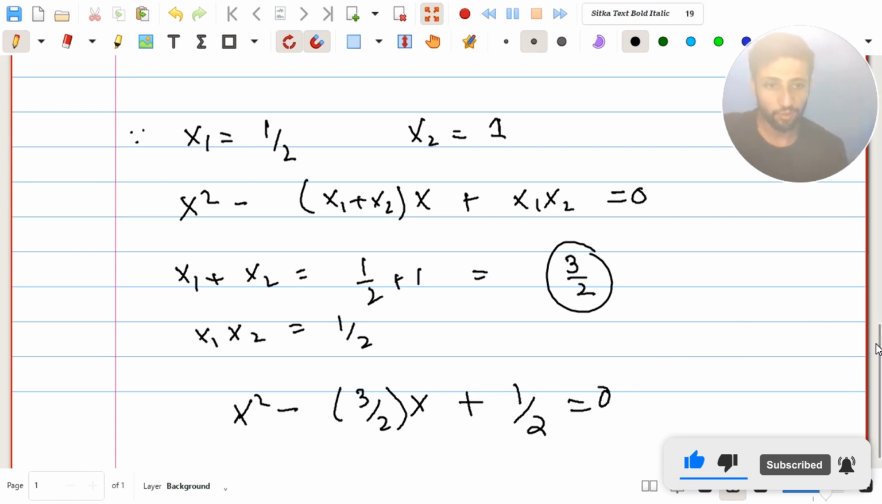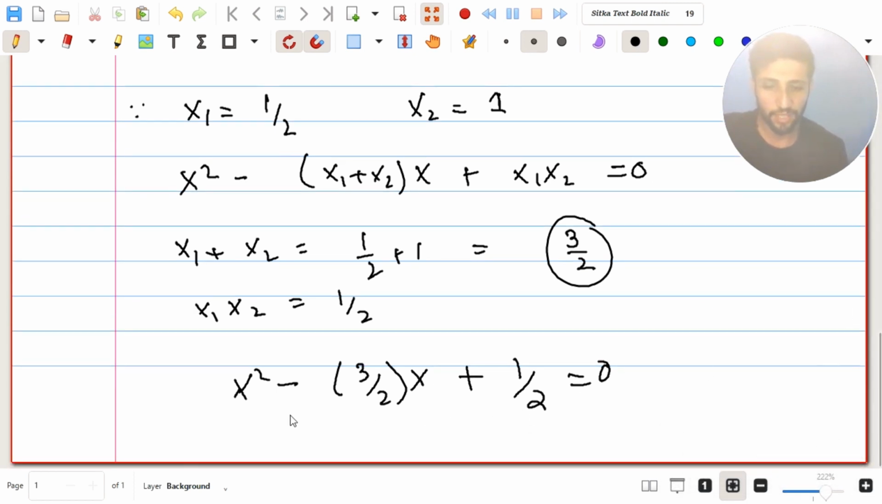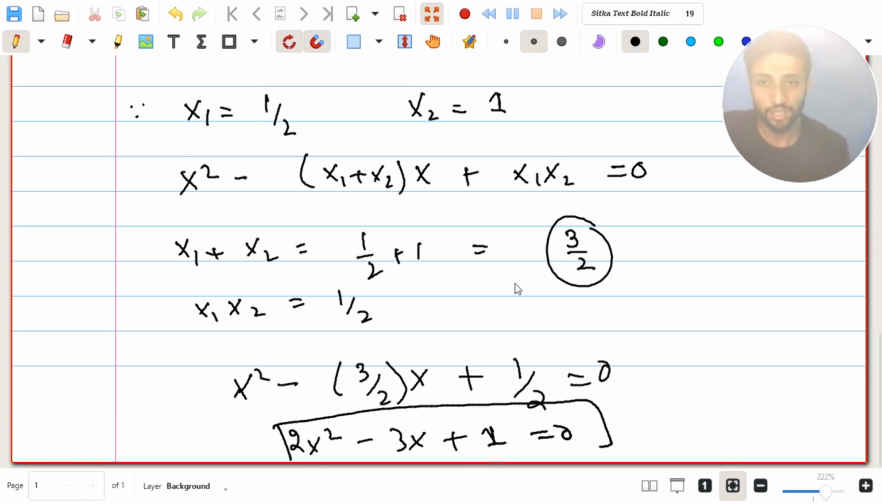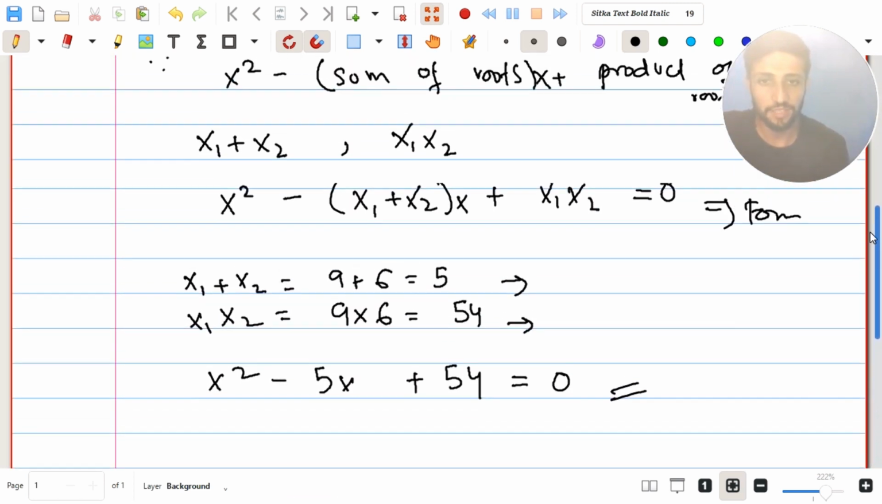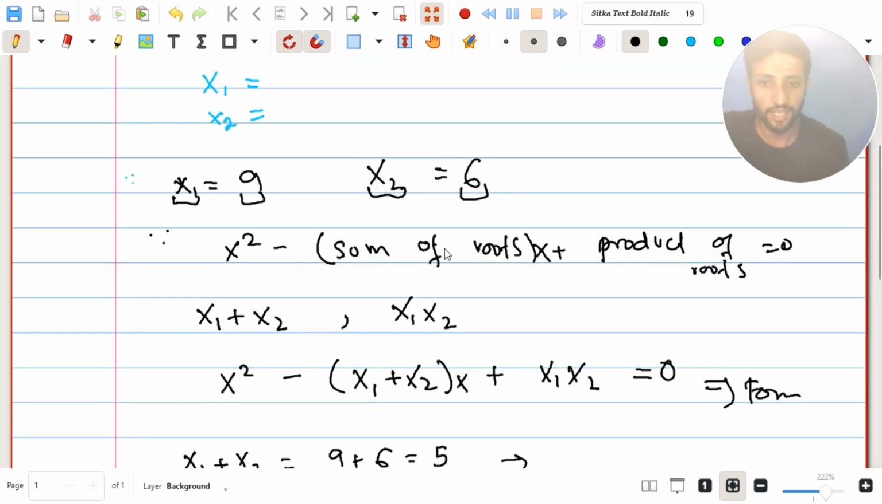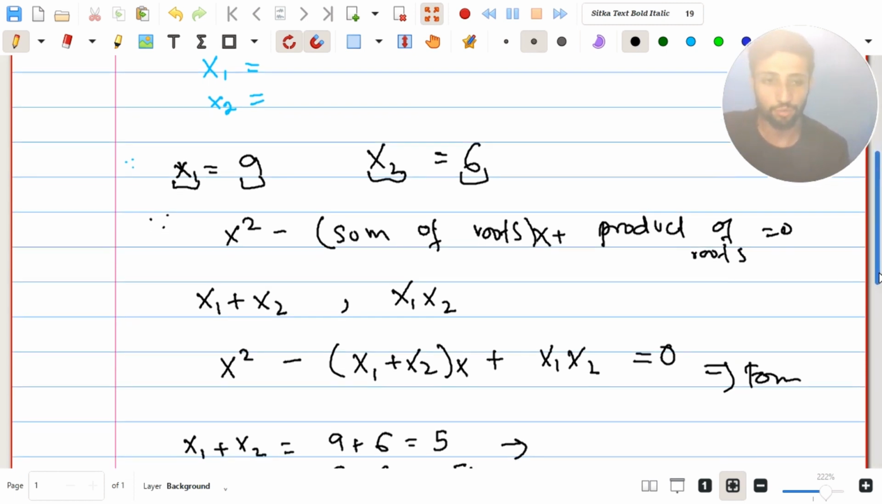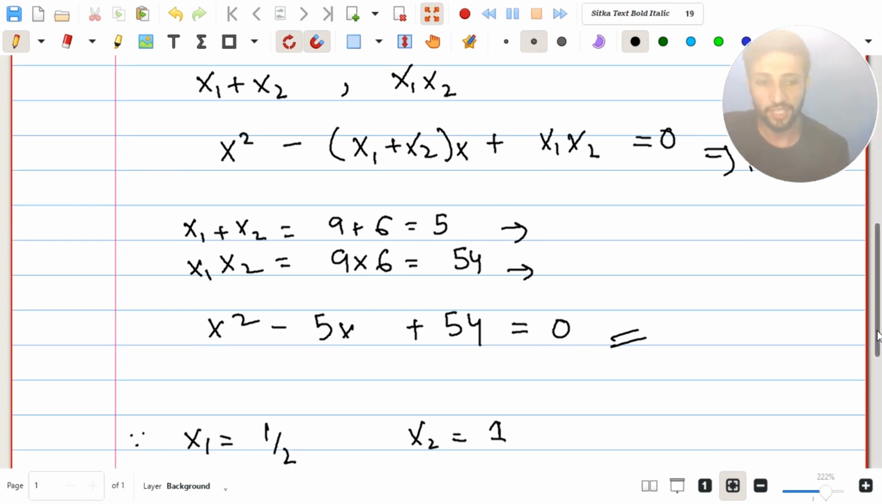Now if you want to further solve this, you just need to multiply this whole equation with 2. You will get 2x square minus 3x plus 1 is equal to 0. So this is your final result when the roots are given and you have to find the equation. So this is a very nice formula. Always remember this formula, that x square minus sum of roots into x plus product of roots is equal to 0. This is how you find the equation when the roots are given, and this can help you to solve a lot of good problems in exams and tests as well.